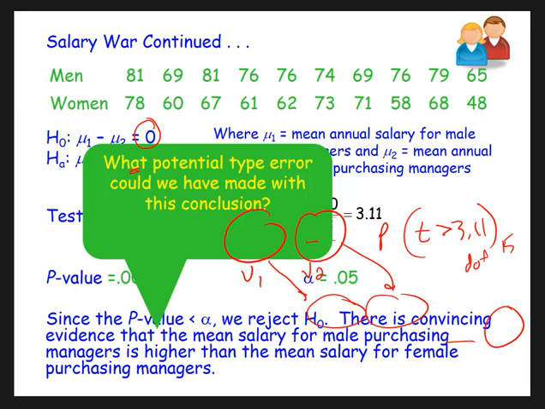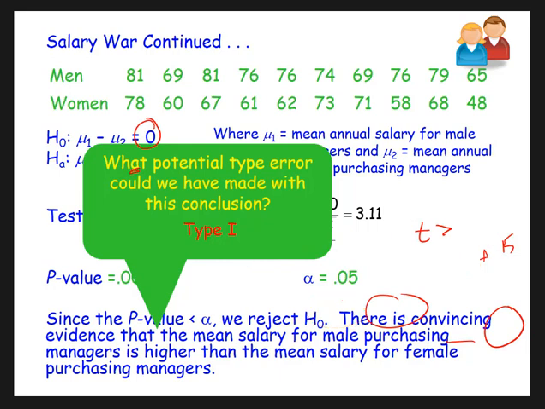So now, since we rejected the null hypothesis, it is possible that we made a type 1 error. The probability that we made that error, of course, is that p-value. So that probability of error is pretty small here.